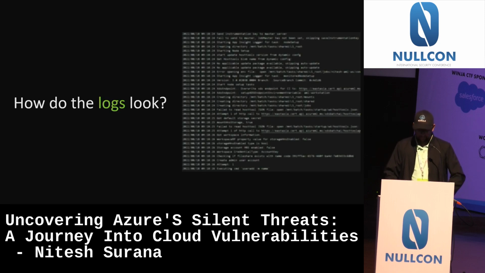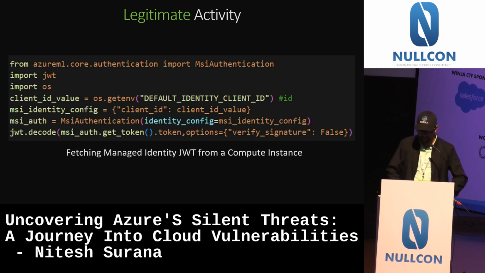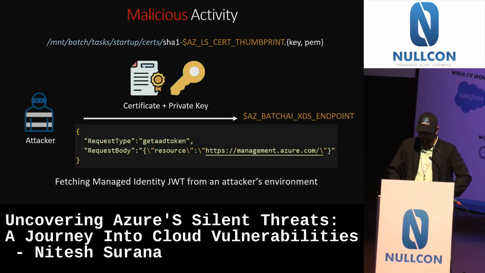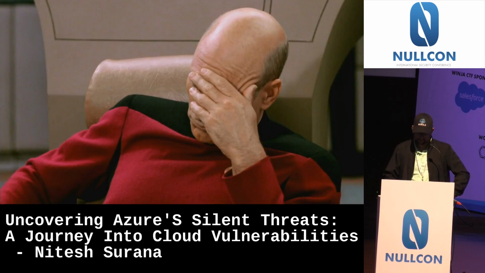exfiltrated. And how do the logs look? So how do you identify whether your certificates have been already exfiltrated? Here's a legitimate activity where you have the JWT of the managed identity assigned to the compute instance, and we are fetching it using the standard libraries. And here's the malicious activity where the attacker is doing the same from non-Azure environments.